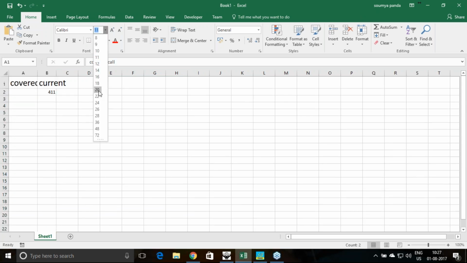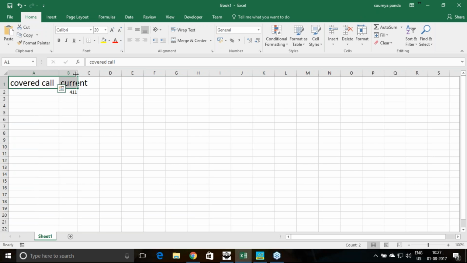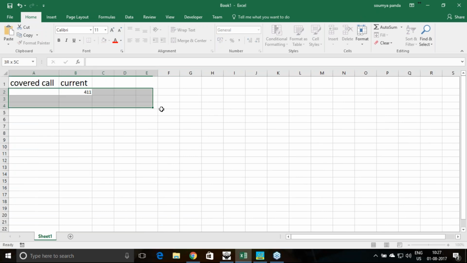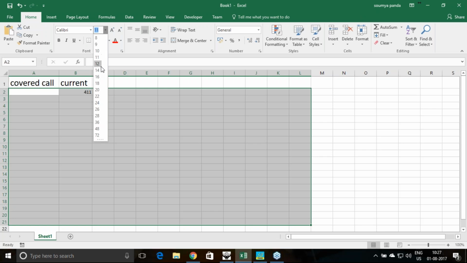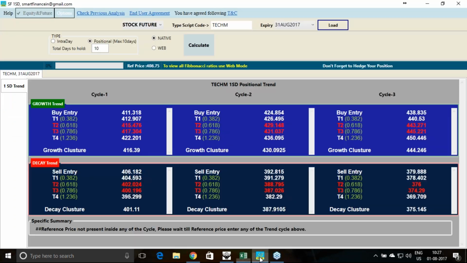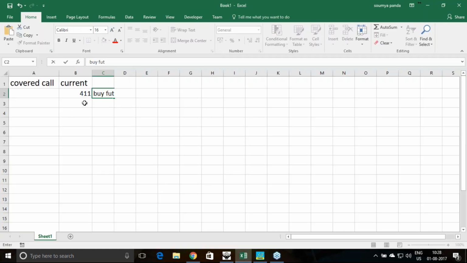once the price crosses the level of 411, I will be buying the future. And where does my trend change happen? At 401. So I will be buying a 400 put option, because my trend change happens there. So buy the future and buy the put option, at 400.